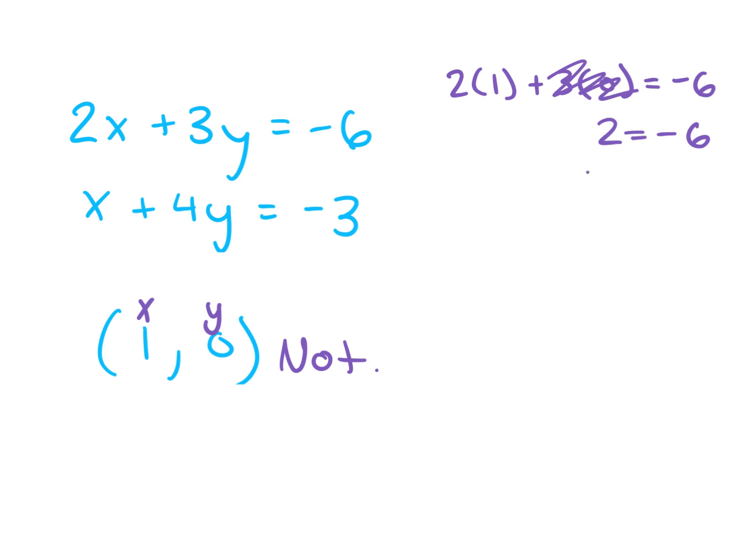If this worked, let's say we had negative 6 is equal to negative 6. You have to plug it into the other one. So if it's a solution, you have to check both of them. A lot of people only checked one, and it worked in the first but didn't work in the second one. So it has to work for both of them in order to be a solution. This one didn't work in the first one, so it's not a solution.